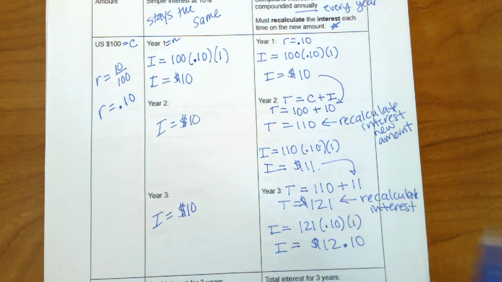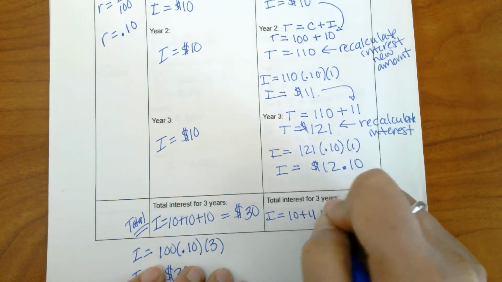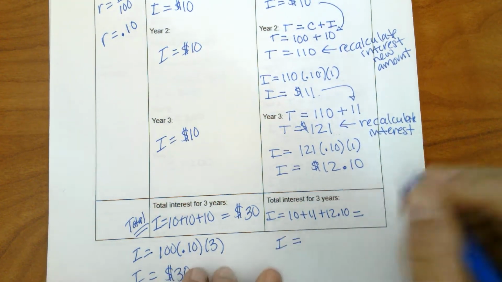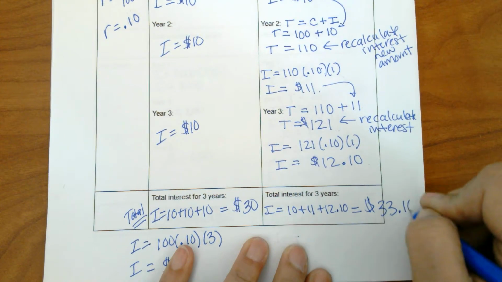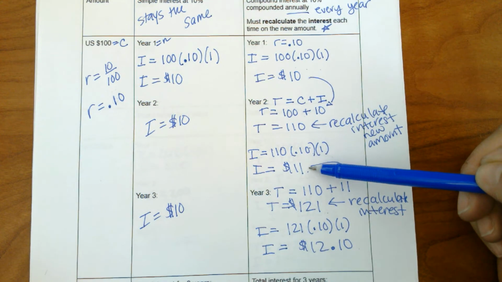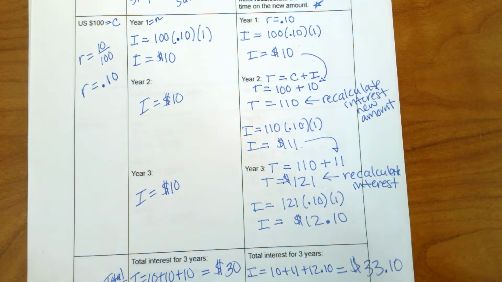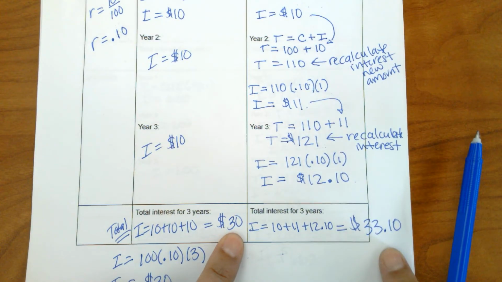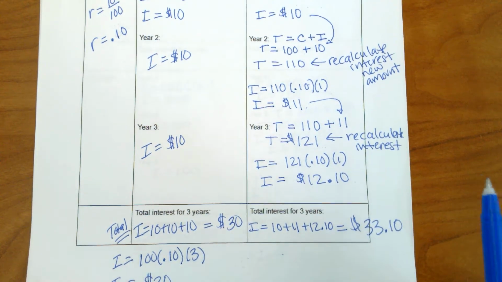That's what compounding is. So my total interest for the 3 years, I equals 10 plus 11 plus 12.10. So our interest here is going to be $33.10. Yay! So I just added the interest from the first year, plus the interest from the second year, plus the interest from the third year, and I'm going to get $33.10, which is more than just doing our simple interest because we're compounding. We're recalculating our interest based on the new amount.